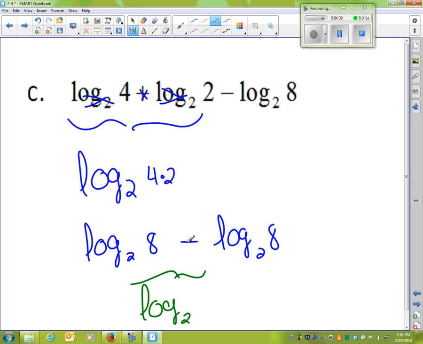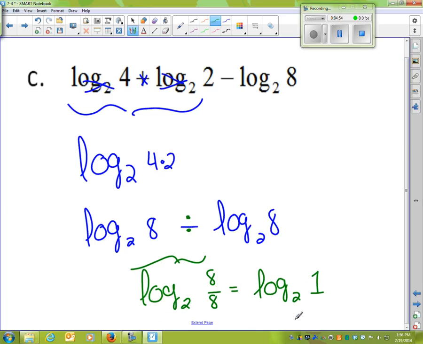Log base 2, subtraction changes to division, which would be 8 over 8. 8 over 8 is the same thing as log base 2 of 1. And when I look at this as if it were an exponent, I would say 2 to what power is equal to 1? Well, the only power that gives you an answer of 1 is 0. And that makes sense because up here at this step, I had log base 2 of 8 minus log base 2 of 8, which should be 0. So you can see how the division property works.